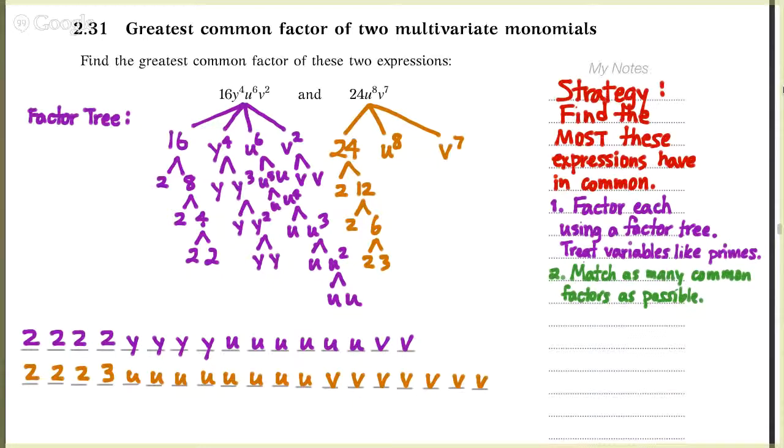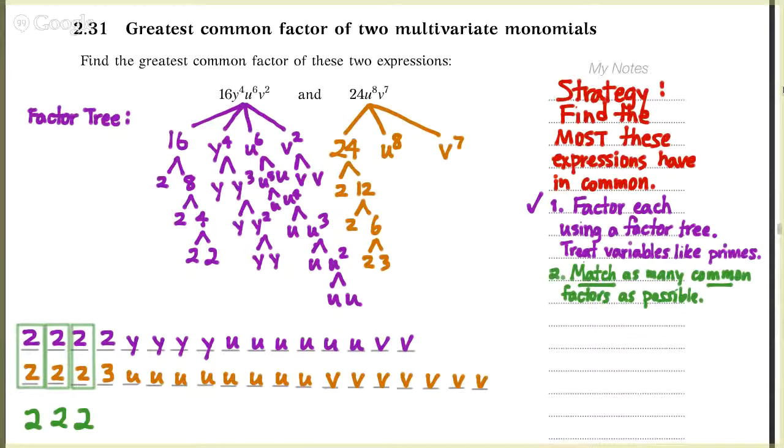Cool, so now we know what makes each of these expressions have the value that it has. And now it's a matter of matching up as many common factors as possible. So I want to be looking for pairs of, let's say, purple 2's that match up with brown 2's in this example. So there's one pair. And because these two expressions share a 2 in common, that means that their greatest common factor will have that 2 as one of its factors. But then there's also a second and a third factor of 2 that they both share.